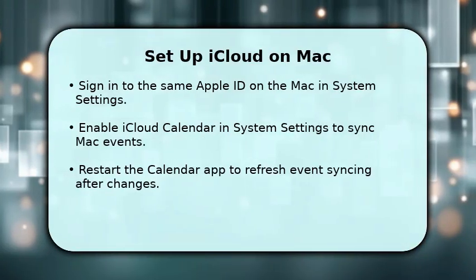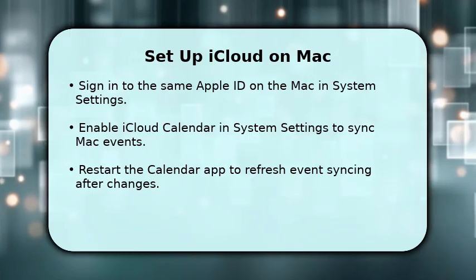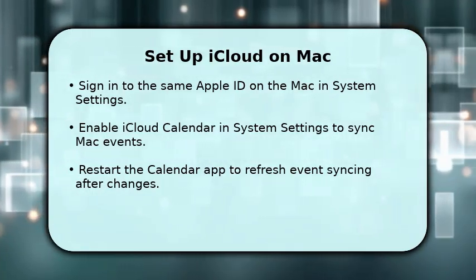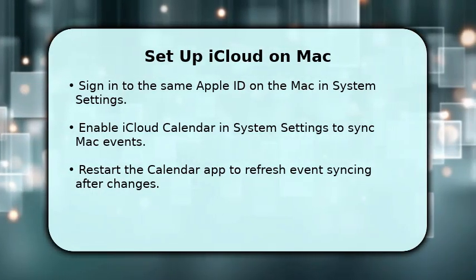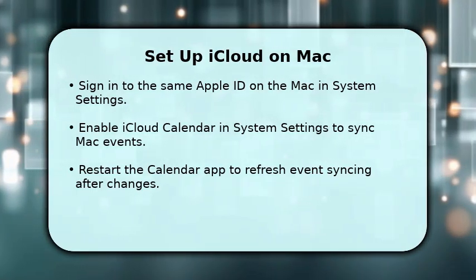On your Mac, open System Settings and sign in to the same Apple ID used on the iPhone. Click your Apple ID, then select iCloud and enable calendar syncing for the account. Close and reopen the Calendar app to allow it to fetch iCloud events immediately.